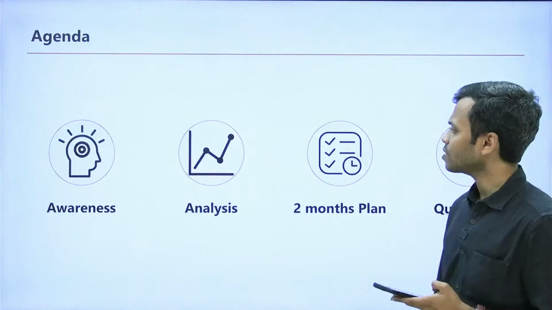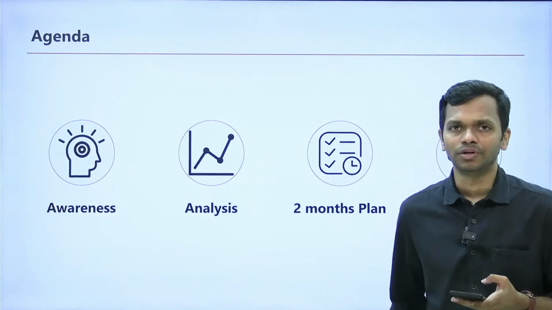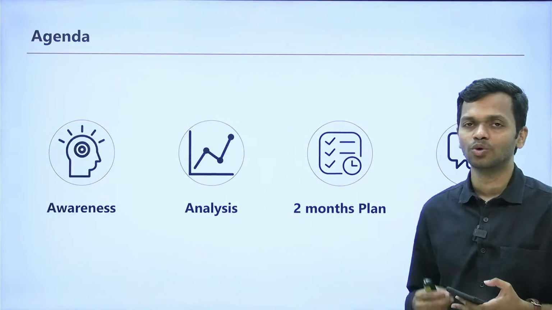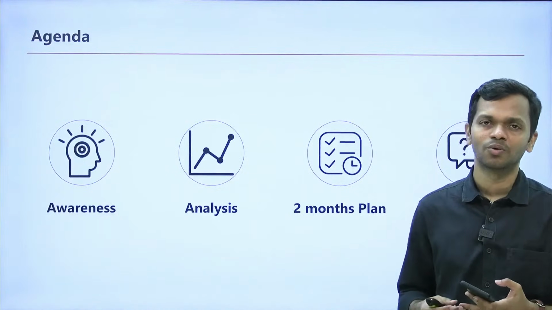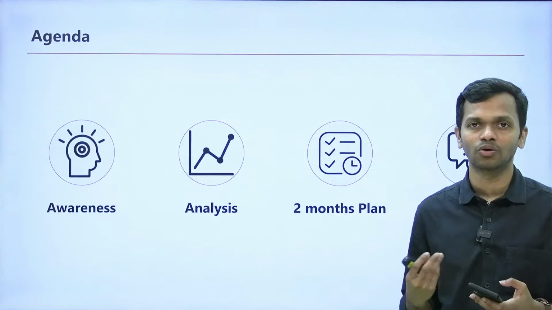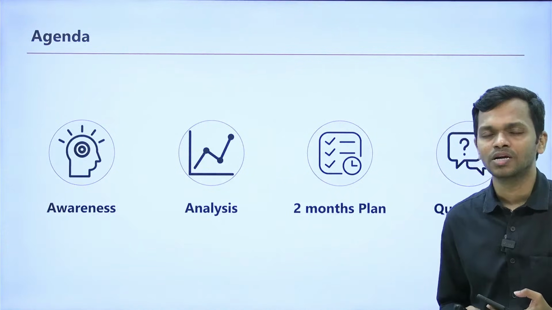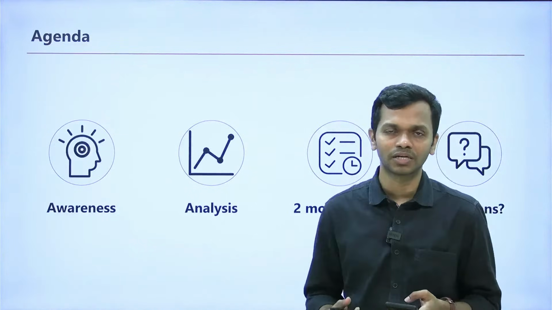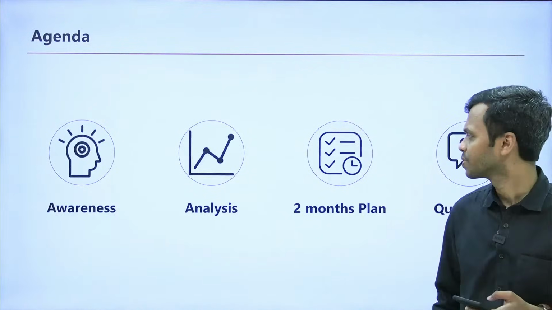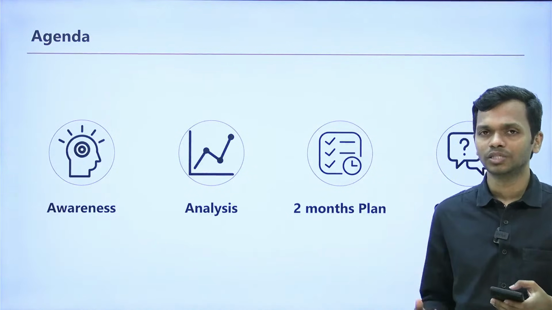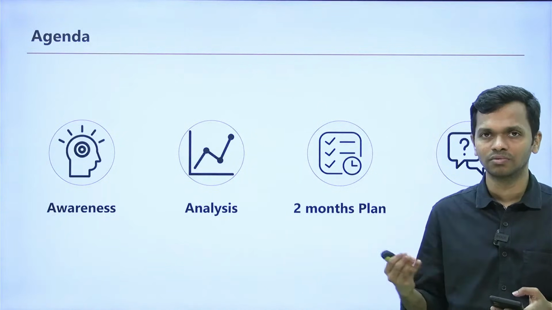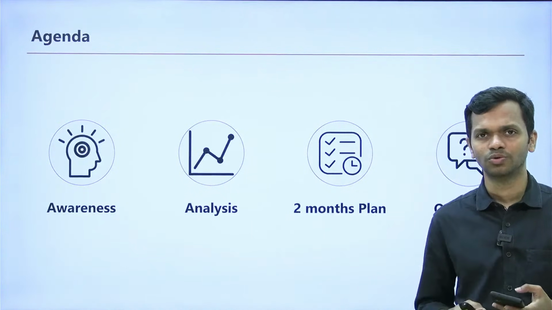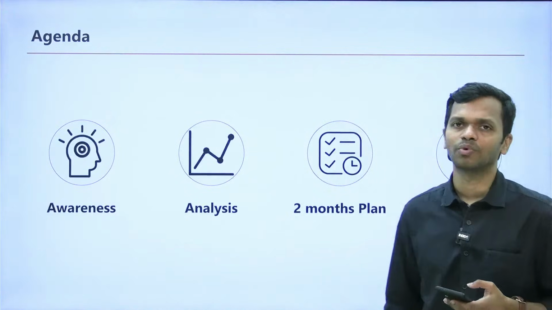Alright, so let's first start with what we are going to cover. Firstly, awareness. Awareness means knowing yourself as a candidate: who you are, what scores you need, what kind of colleges you are aspiring to get into, and things like that. The second is the analysis part, which is to figure out how to analyze my test and what things I should look at. The third is the 2 months plan. How do you break the 60 days ahead of you into various phases, and what do you do in each of these phases? And finally, we'll talk about any questions that you may have.